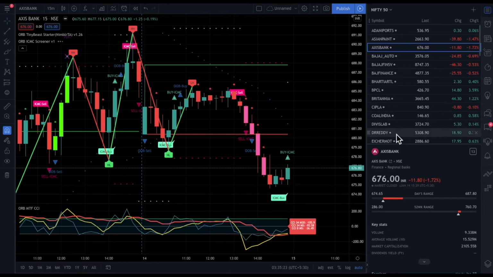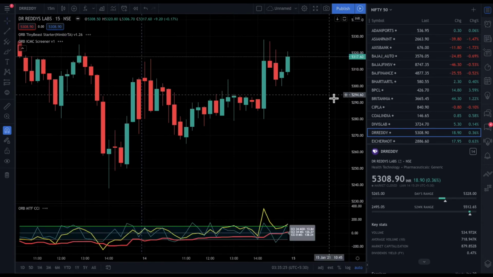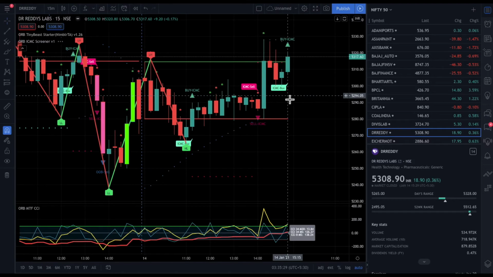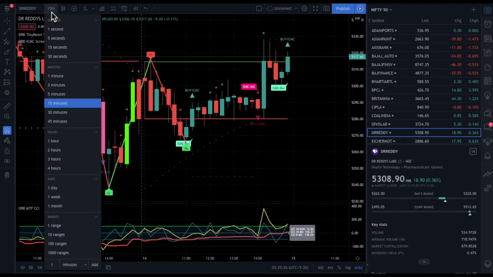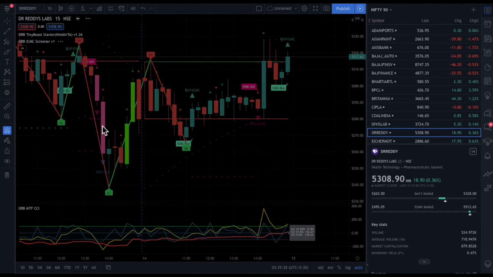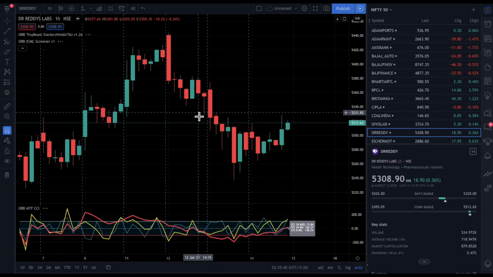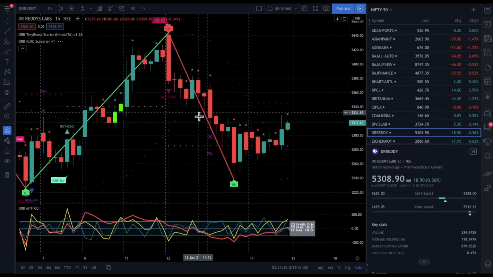Similarly, it has given one for Dr. Reddy. Let's have a look at Dr. Reddy. And there you see there's ICMC happening at Dr. Reddy also. So similarly, suppose I want to see the 1 hour time frame, I'll go to the 1 hour time frame, and I want to see what's happening in the 1 hour time frame. So the indicator will start processing the data in the background.